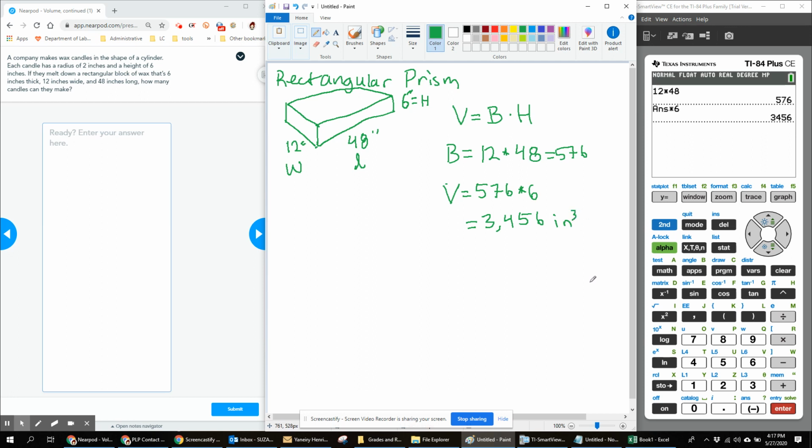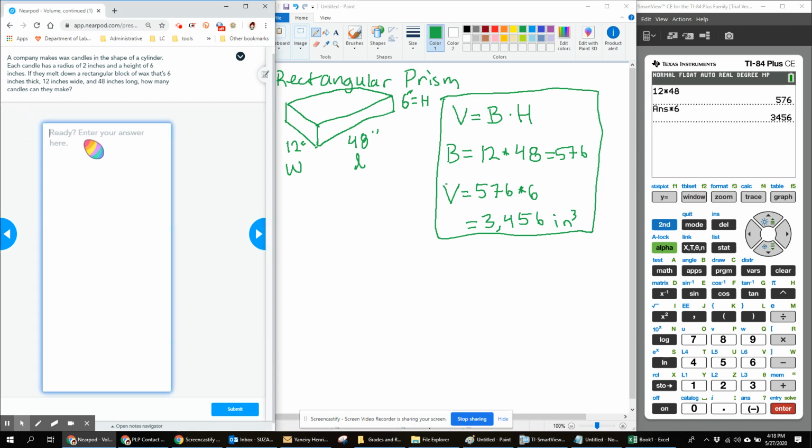So you're supposed to be typing your work in here. This is the work. Obviously, you can't type the picture in, but this is the work that you're going to want to type in for this portion of the problem. Now, this is not your final answer. This is just the volume. This is just how much wax they have to start with, but it's a piece. So you would type it in, a wax block.